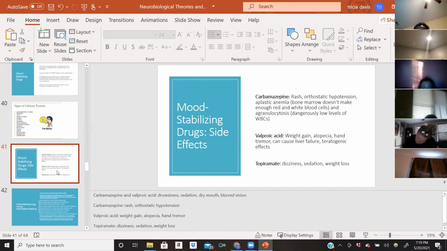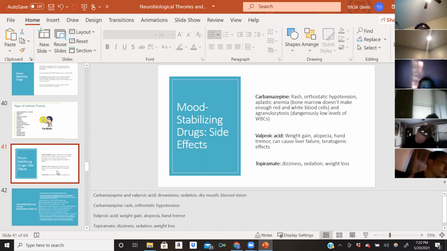Carbamazepine will cause a rash, orthostatic hypotension, aplastic anemia. So aplastic anemia is when the bone marrow doesn't make enough red or white blood cells. And then agranulocytosis is dangerously low levels of white blood cell count. So you would want to monitor for infection if your patient was on carbamazepine.